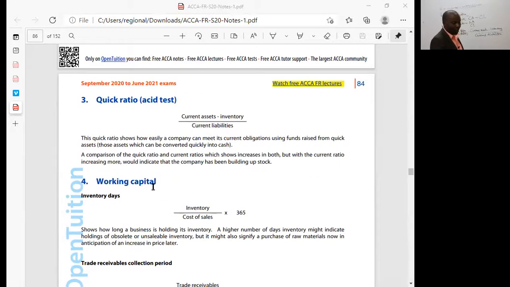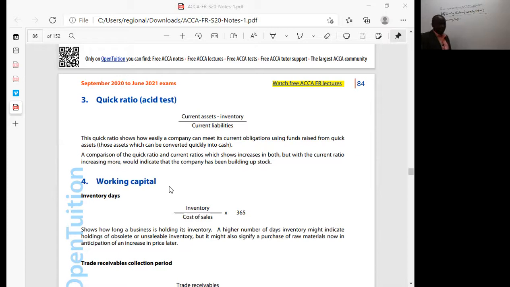So we go to the working capital. These working capital ratios, ladies and gentlemen, you will get some books calling them efficiency ratios. Under efficiency ratios, what we are calling the working capital ratios, very important ratios for us. We'll start with inventory days.